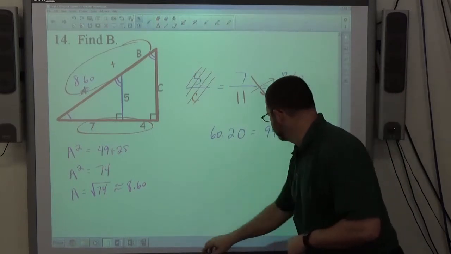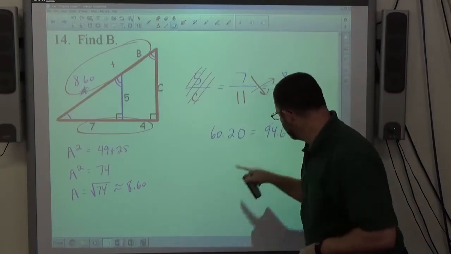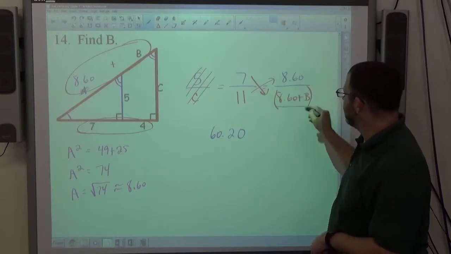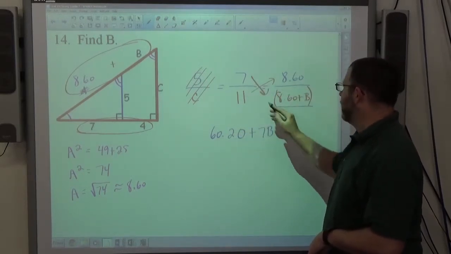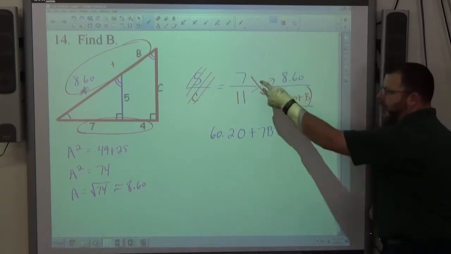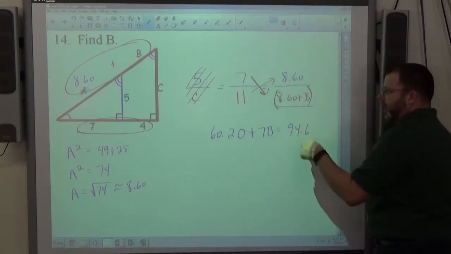Oops, I did that wrong. I'm so worried about getting these calculations right, and I didn't do it right. So we'll try again. 7 times this whole thing. So 7 times that makes that, 7 times b makes 7b, and 11 times 8.60 makes 94.6. So do it properly, with the distributive property: 7 times this, and 11 times that.